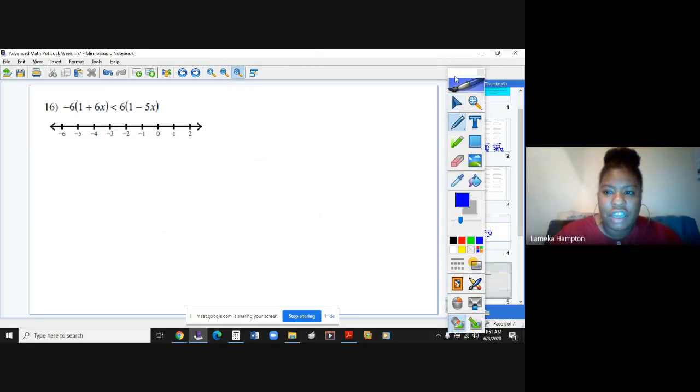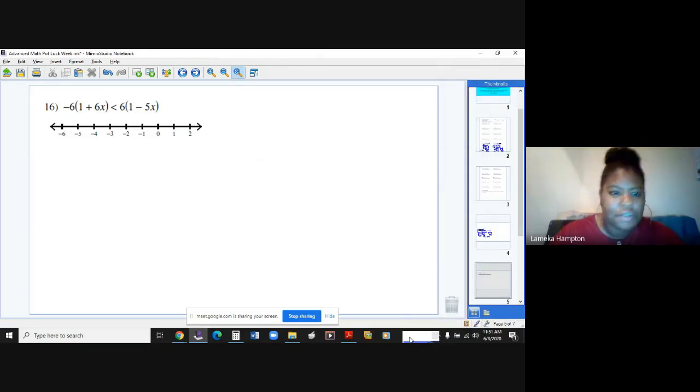Number 16 is a nice one as well. Again, do I have any parentheses? Yes. So because we have parentheses, this lets me know that I may have to combine some like terms once I get rid of the parentheses, or I may have to do some other things. Okay, so that's what I'm going to do here. Just going to rewrite this problem very quickly. Okay.